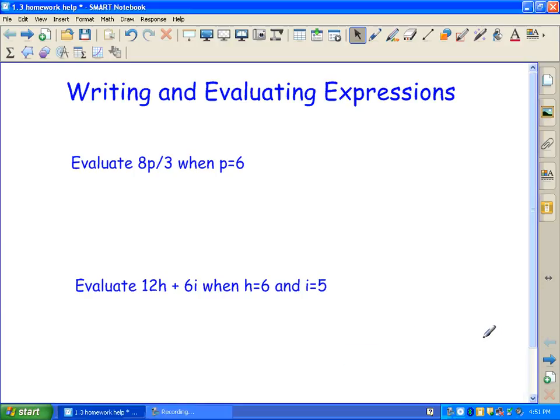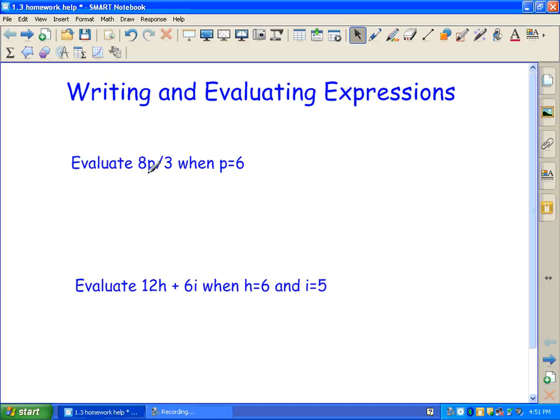Okay, today's lesson is on writing and evaluating expressions. And we're going to start with evaluating expressions. Basically, the first thing we need to remember is an expression just has numbers and variables and at least one operation. This one actually has two operations. These next to each other mean I'm multiplying them. And then this slash is for division.